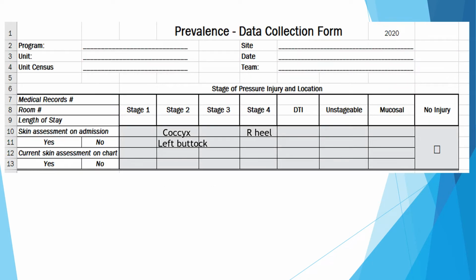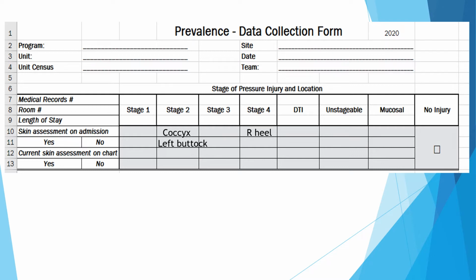So this is the data collection form. The incidence form looks the same. It just says incidence at the top instead of prevalence. There'll be a few of these on every page. For each person, we document each pressure injury they have, or check off no injury over there on the right side if they had none.